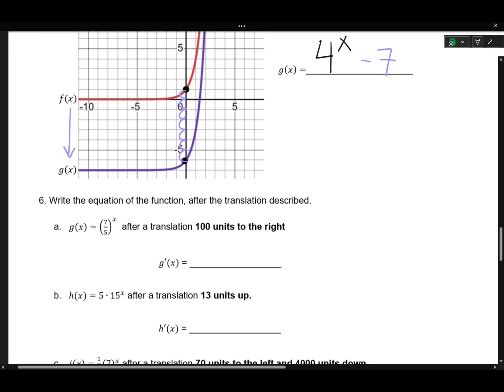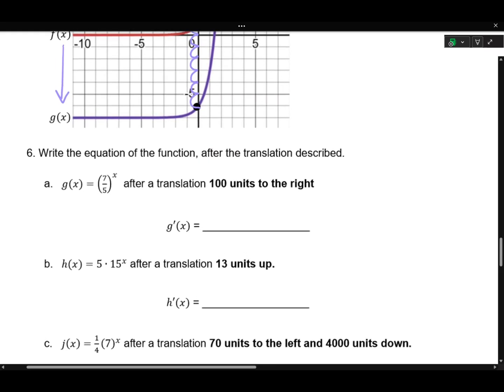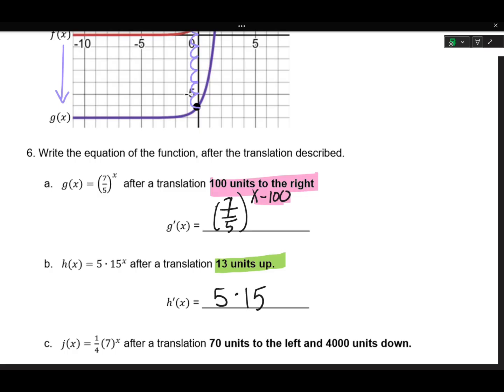For number 6, what I'd like us to do is to write the equation of the function after translating it as described. For g of x, I'm going to start with 7/5 to the power of x, just like the original, and then I'm going to translate it 100 to the right. Translating to the right is inside the exponent, and it's subtracting. That's it. Letter B asks us to translate that function 13 units up. I'm going to start h of x the same way, 5 times 15 to the power of x. 13 up is a plus 13 on the outside.